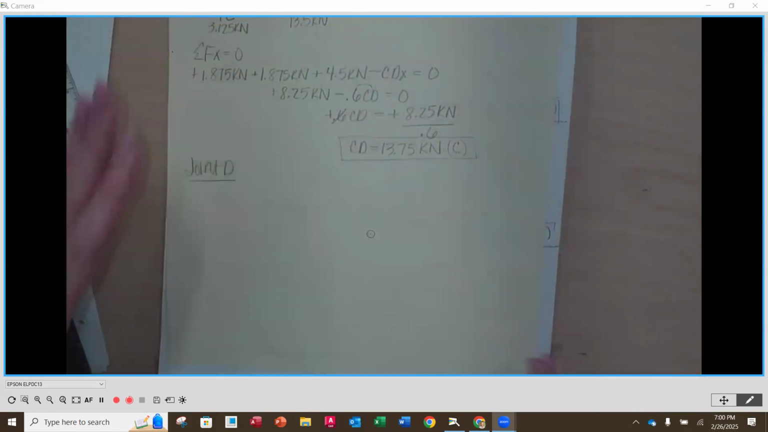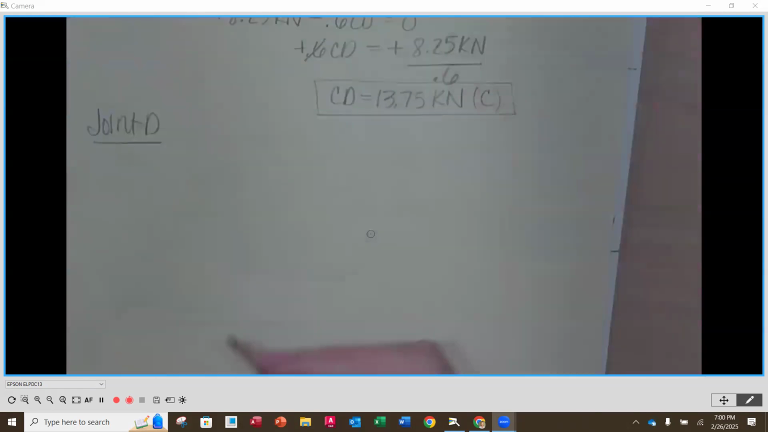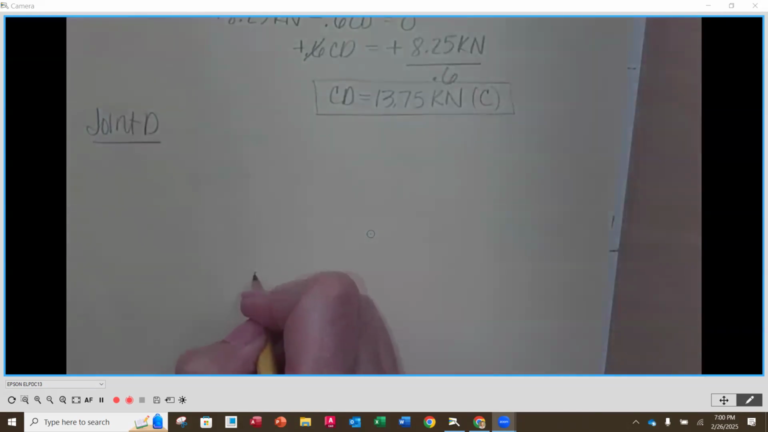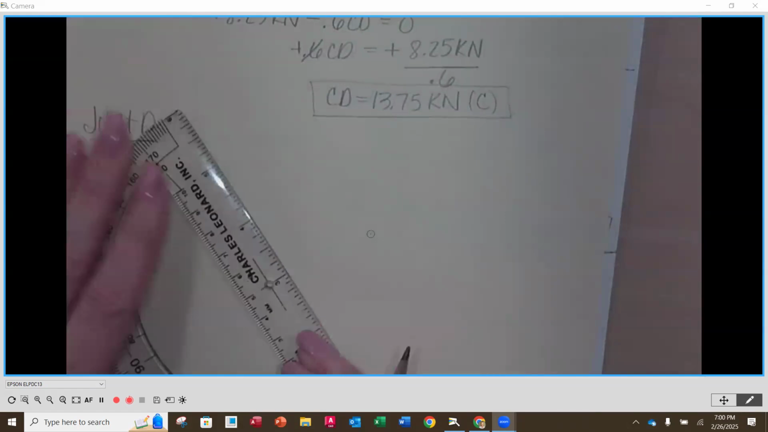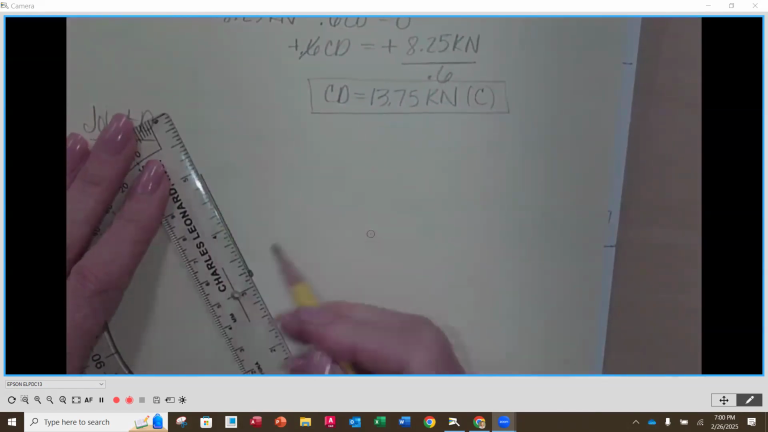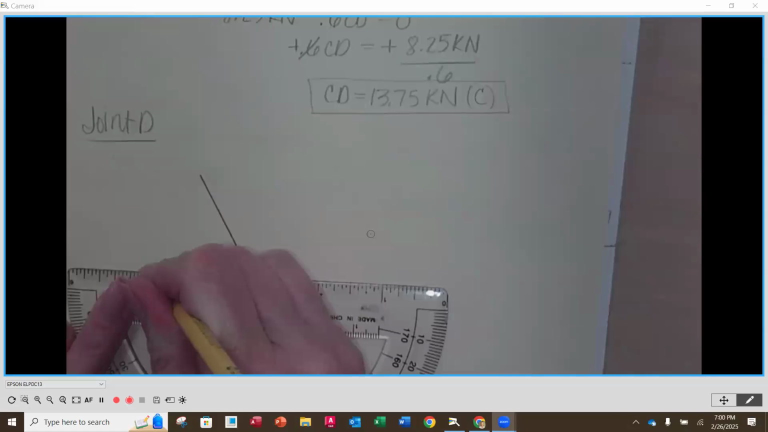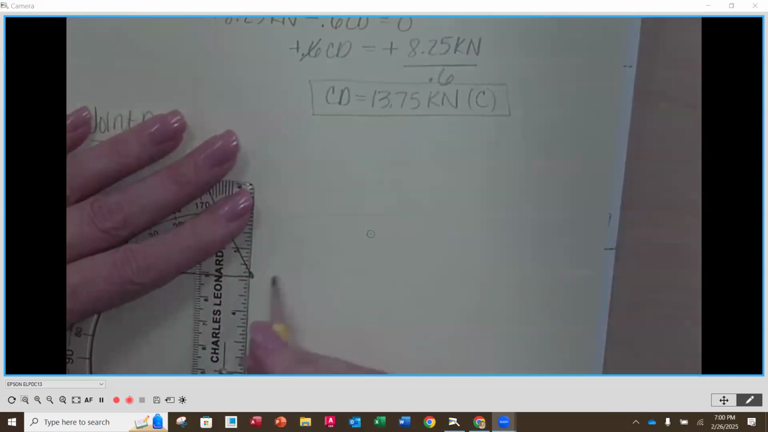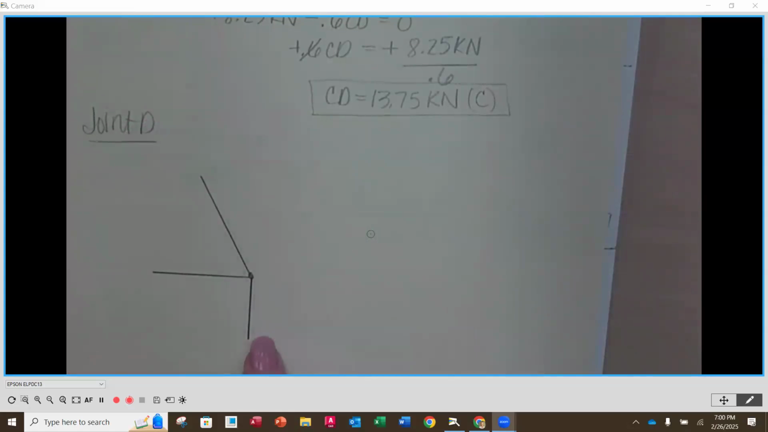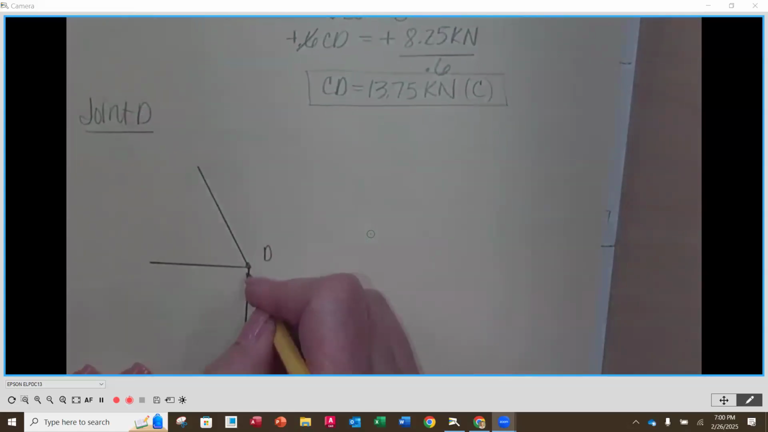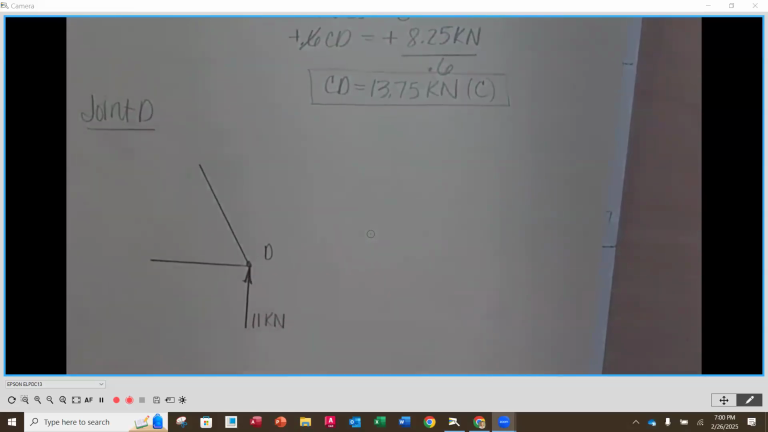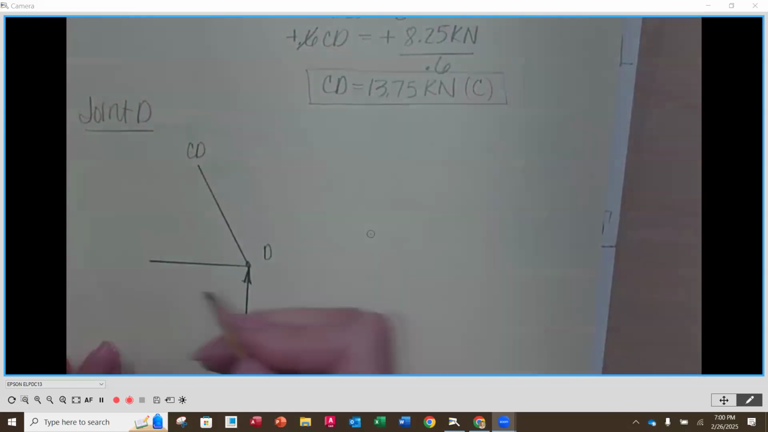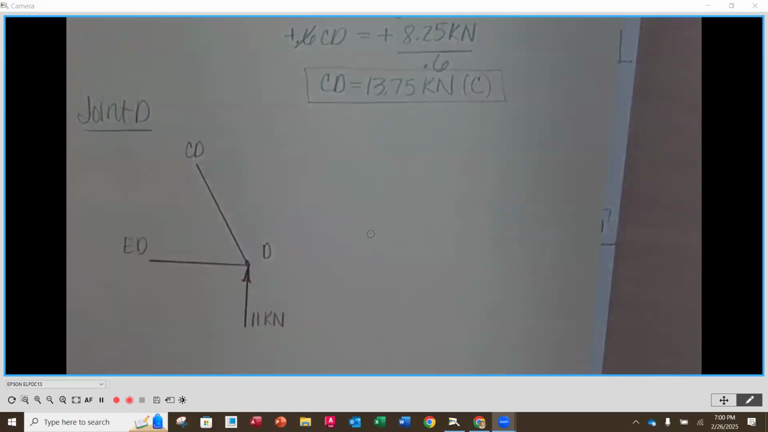So this is going to be joint D. Okay. I'm going to start it here. So joint D goes back up to C, goes back over to E, and then we have one reaction. Remember, this was the reaction from the roller. We put that in the same orientation. It was 11 kilonewtons going up. This was CD, and this was ED.